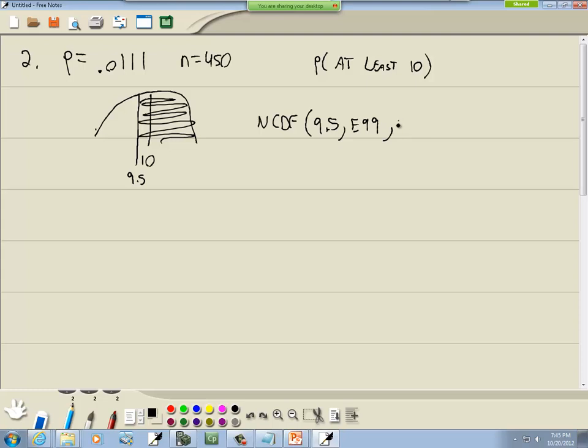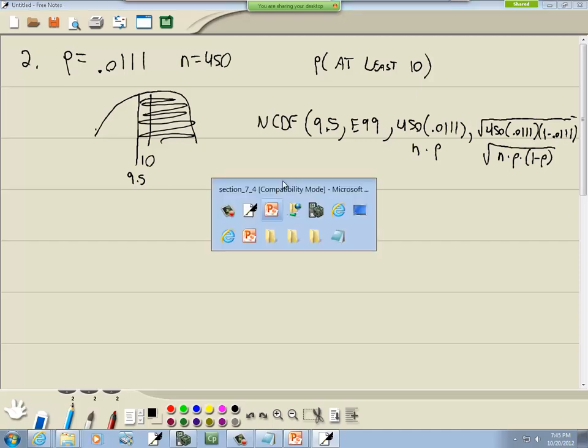And then N times P, so we've got 450 times 0.0111. And then over here I'll have 450 times 0.0111 times 1 minus 0.0111. And again, this is the square root of N times P times 1 minus P. Let's see what this gives us.